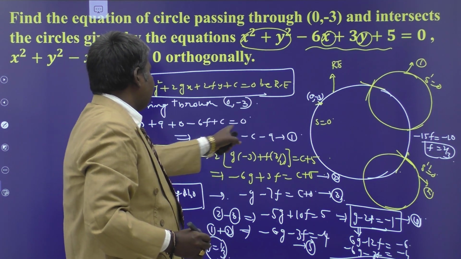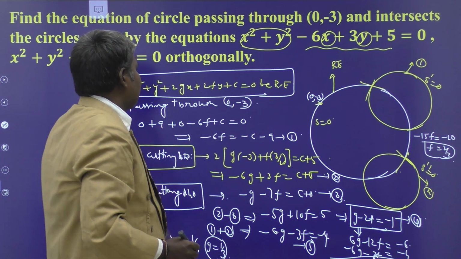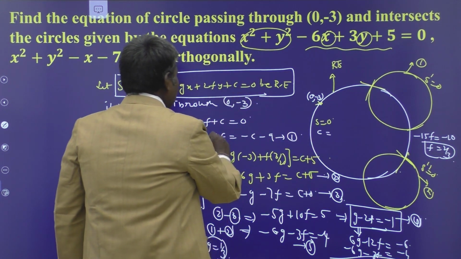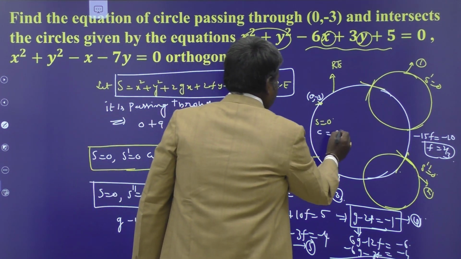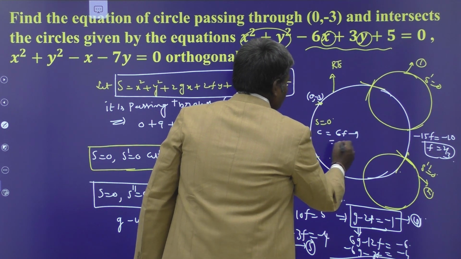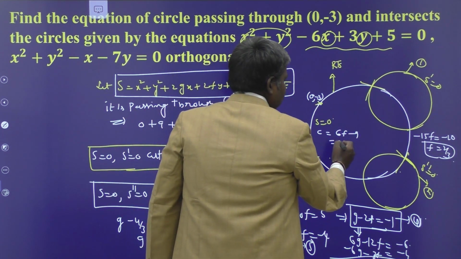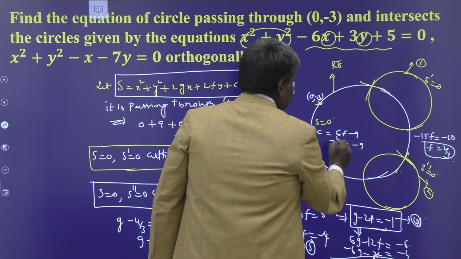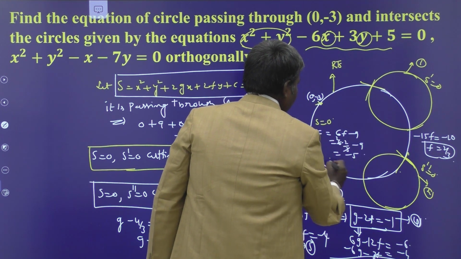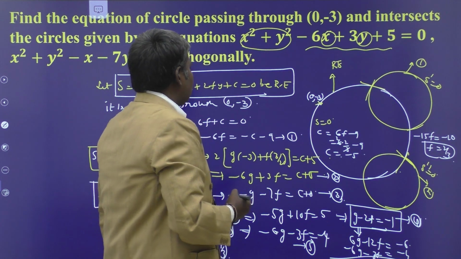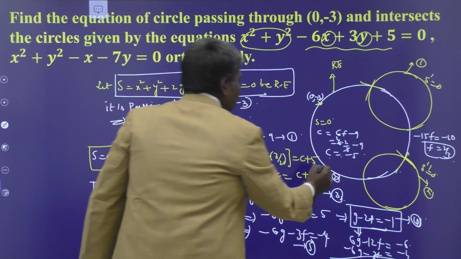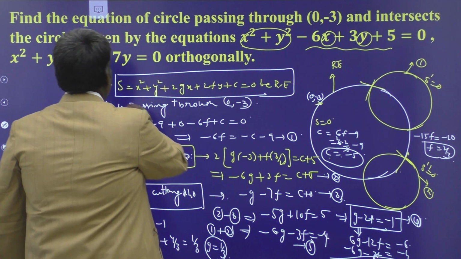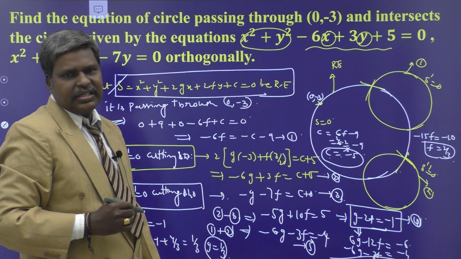Now substitute f value here itself, we obtain the c value also. So what is my c now? C is equals to 6f minus 9. What is f value? 2 by 3. So 6 into 2 by 3 minus 9. 3 2's, that is minus 5. So the value of c is equals to minus 5. We have g value, f value and c value. Substitute here itself, we obtain the required equation of the circle.